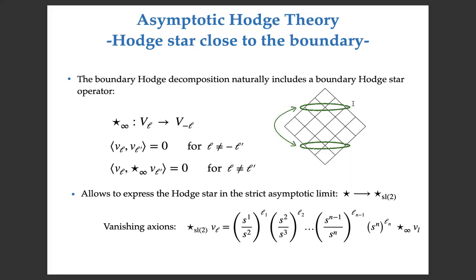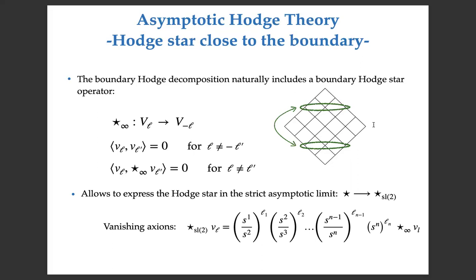You take an element of one of these VLs, which, recall, L is just the weight under the weight operator of the n commuting SL2 triplets. So I take one of these, and basically this acts as the ratios of these moduli to the powers of L, L1, L2, and Ln that we recorded before, and then the boundary operator that maps the L into the minus L. This is without axions.